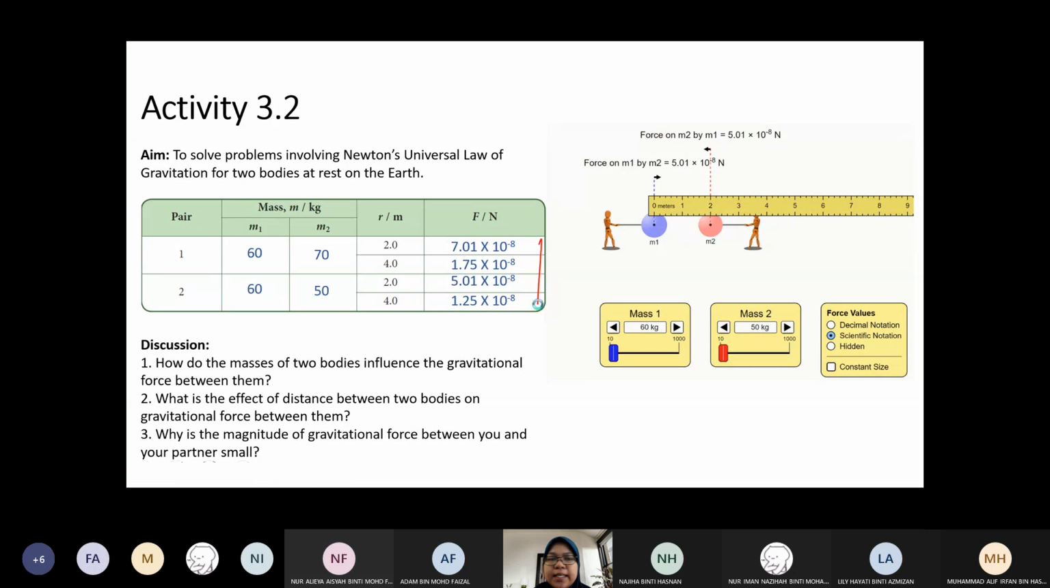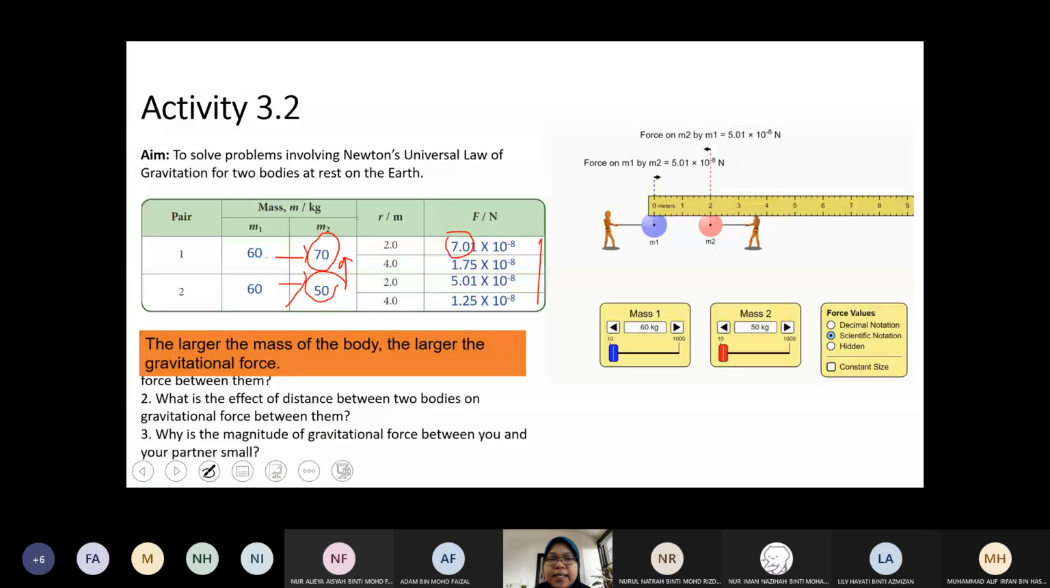So now we can answer this question. The first question: how do the masses of two bodies influence the gravitational force between them? Do you see a difference when there is a different mass? When the mass is different. So where is the mass different? This one. So what happens when the mass is higher? This one is constant, right? Okay, this one. When the mass is higher, what happened to the force? Higher. Okay, so when we have higher masses, we will have higher gravitational force.